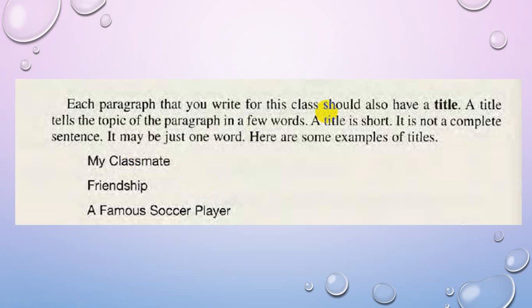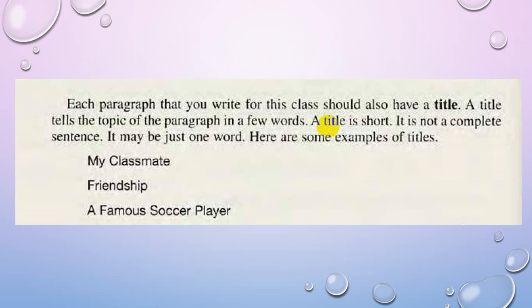What is the title? كل paragraph تكتبه بهذا الكلاس أو أي كلاس ثاني لازم يحتوي على عنوان أكيد. What is a title? A title tells the topic of a paragraph in a few words. كلمات قليلة تخبرنا عن التوبيك أو الموضوع مال البارغراف اللي نحكي عنه. A title is short, دائما يكون قصير. It is not a complete sentence, عادة مو جملة كاملة, يكون phrase أكثر مما يكون جملة.